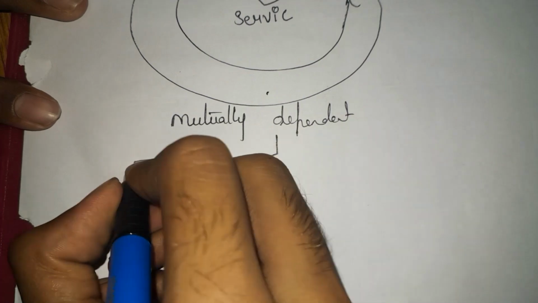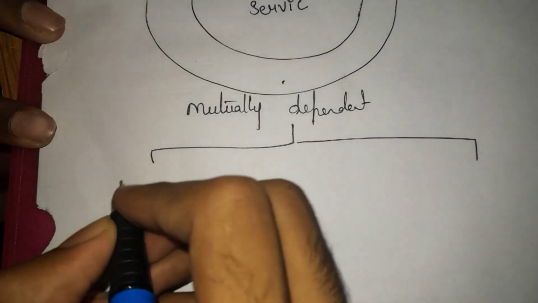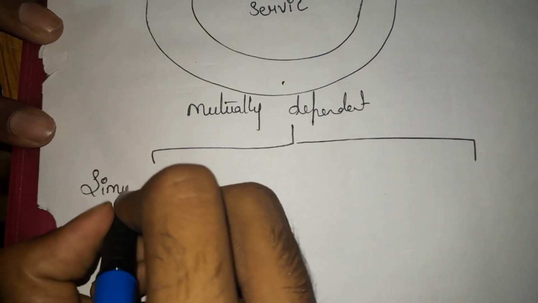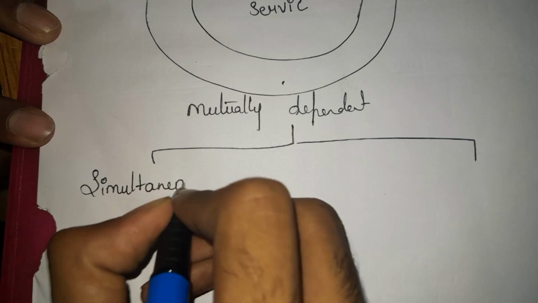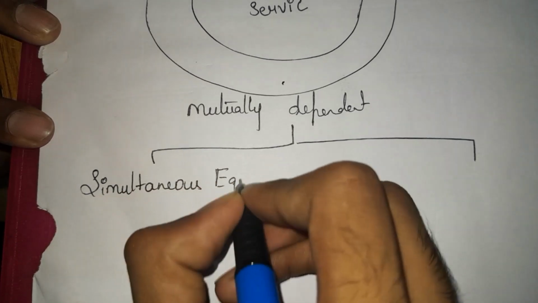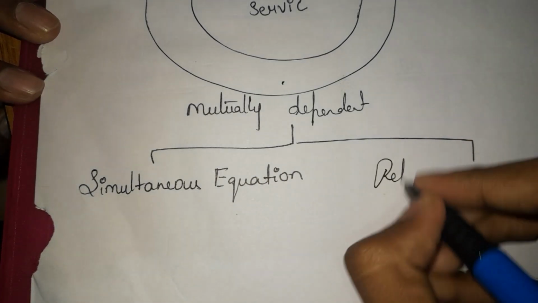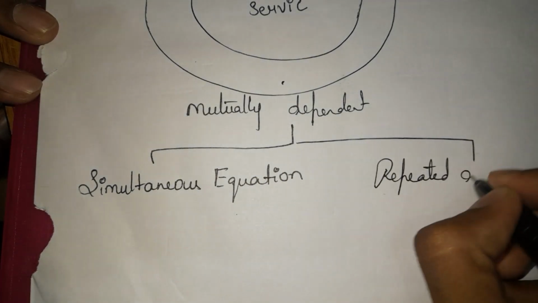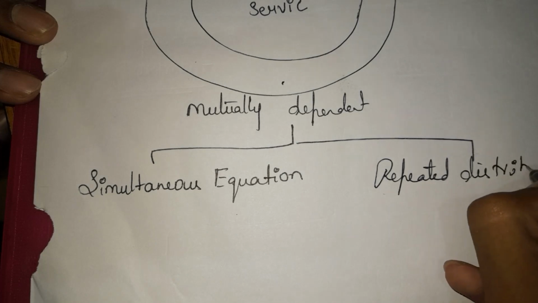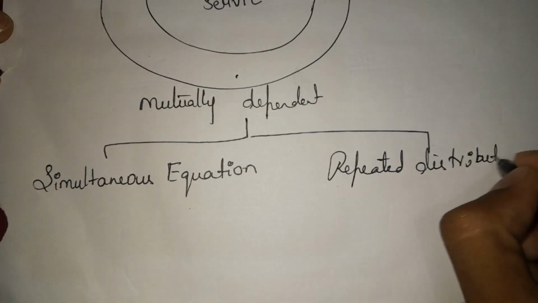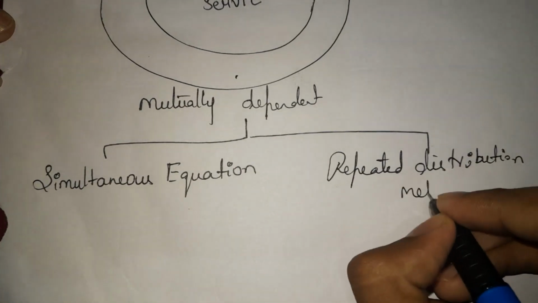Now the distribution can be done in two types. One is the simultaneous equation method and the second one is the repeated distribution method.